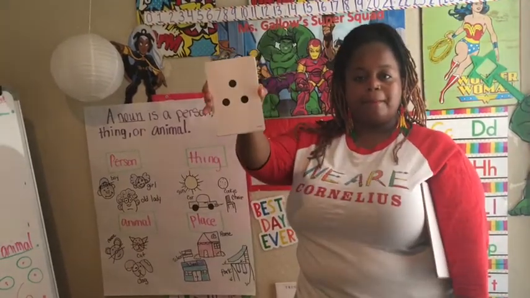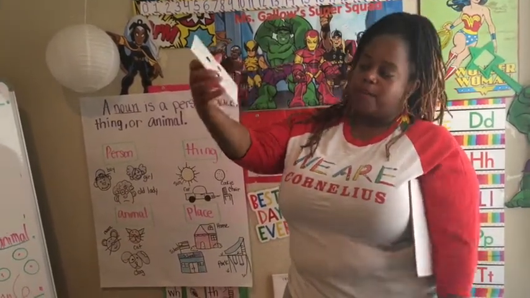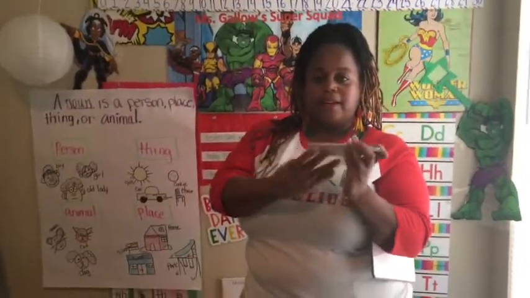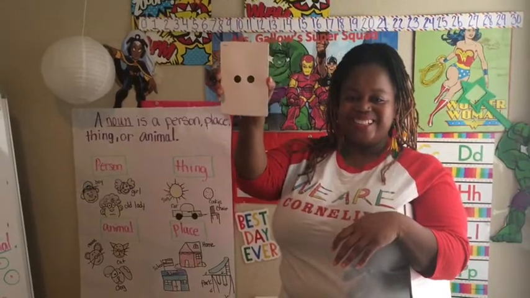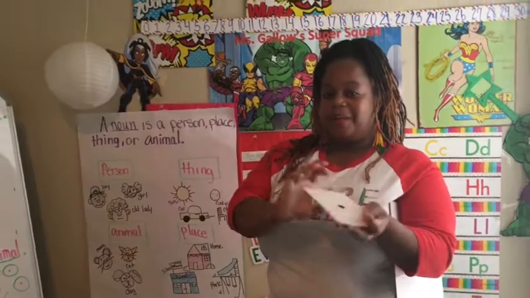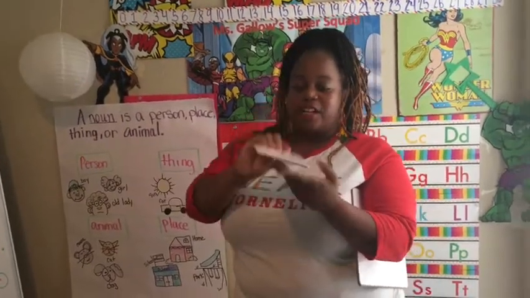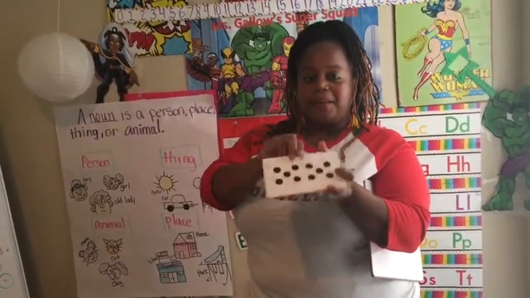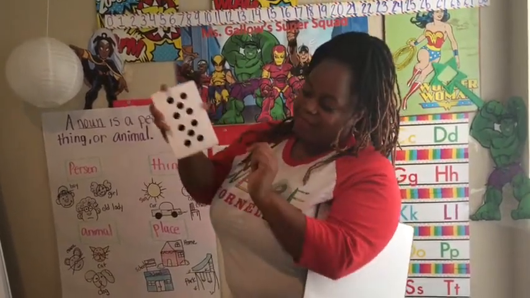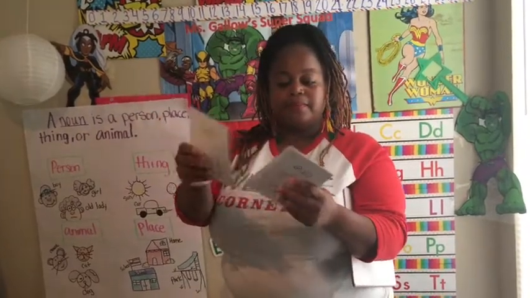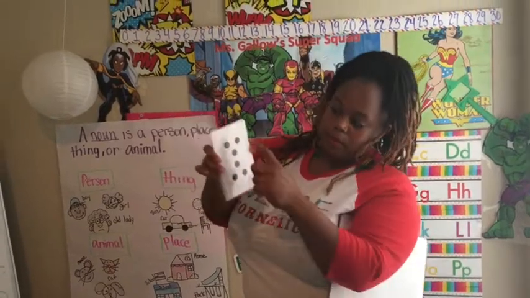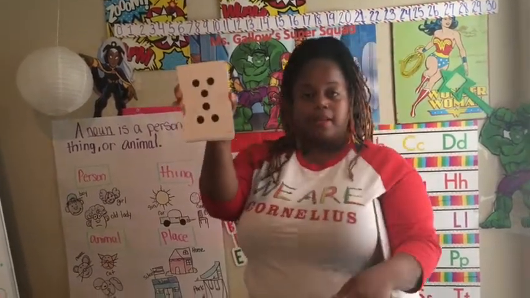How many? 3. Good job. So we have 1 at the top, 2 at the bottom. How many? 2. Awesome. We have 1 and 1. Good job. How many? 1. Good job. How many? 10. Good job. 5 at the top, 5 at the bottom. How many? 6. Awesome. 1, 2, 3 at the top, 3 at the bottom.